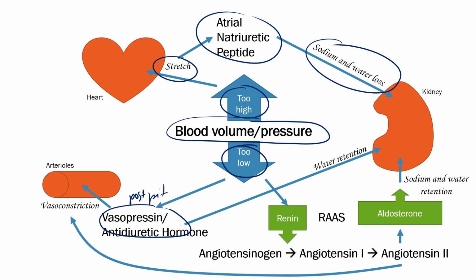Those are going to cause vasoconstriction. Vasopressin means blood vessel constriction. And antidiuretic hormone, antidiuretic, means we're going to oppose diuresis, so we're going to retain water.